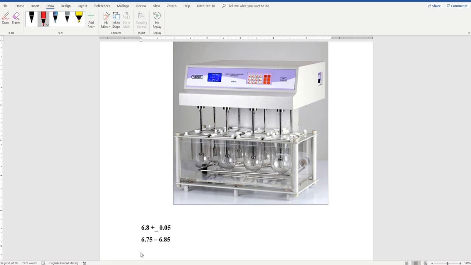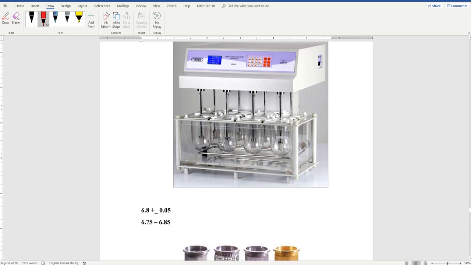Why? Again, the pH or the dissolution, and you studied that in Physical Pharmacy 1, the dissolution can be significantly affected by pH. For example, if you have an acidic drug, it will dissolve faster if you increase the pH. And if you have basic drug, it will dissolve faster if you decrease the pH. It has a relationship with the dissolution. That's why you need to maintain it. Okay.